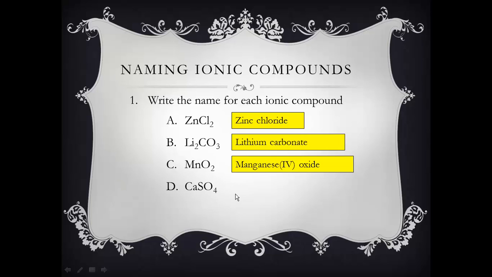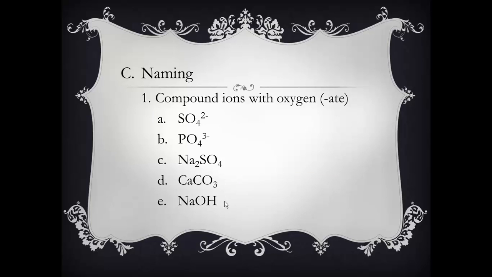Alright, we have calcium and then SO4, again polyatomic, so you just need to know that SO4 is sulfate, so you have calcium sulfate.